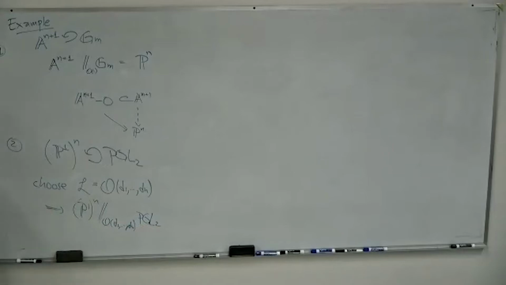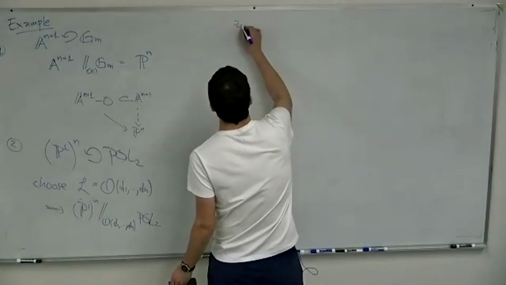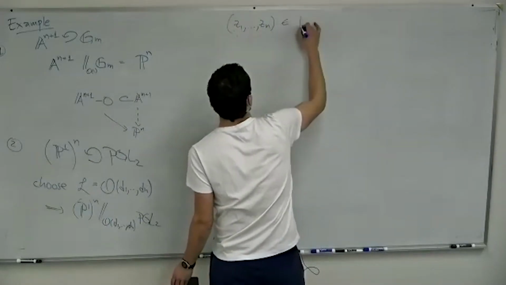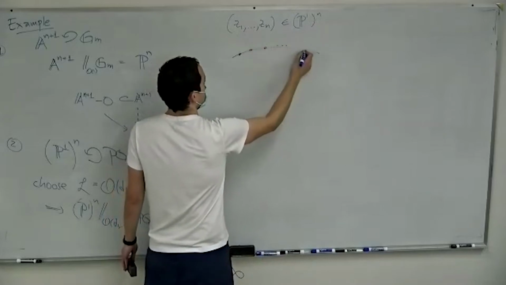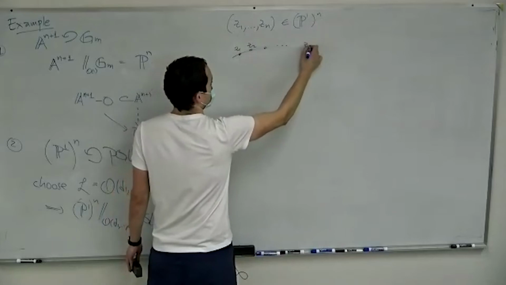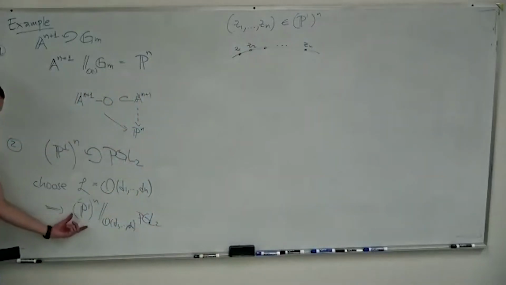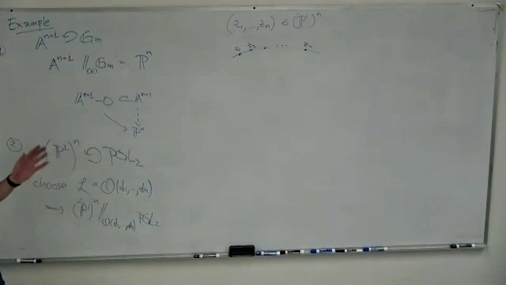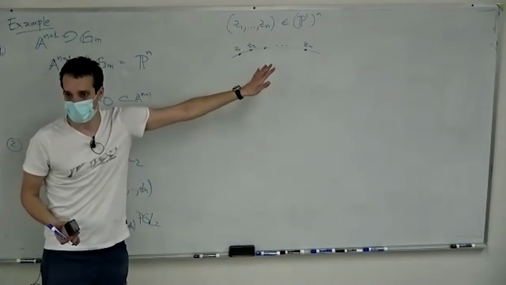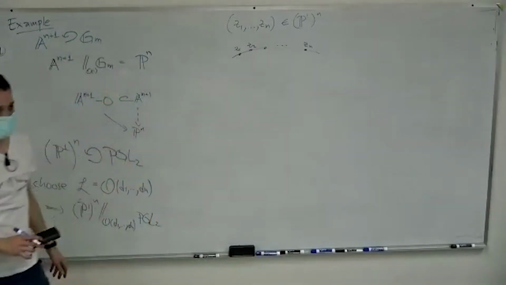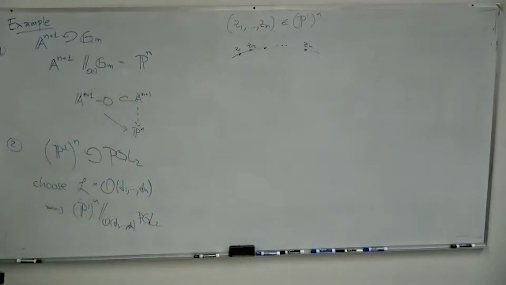So what would this parameterize? A point in (P1)^n you can think of as n points in P1, n marked points Z1 through Zn in P1. That's what a point here would be. And then if you do modulo PGL2, that's telling you that you're considering this up to projective equivalence. If you move this by a linear transformation, then the next configuration will be the same in the quotient.